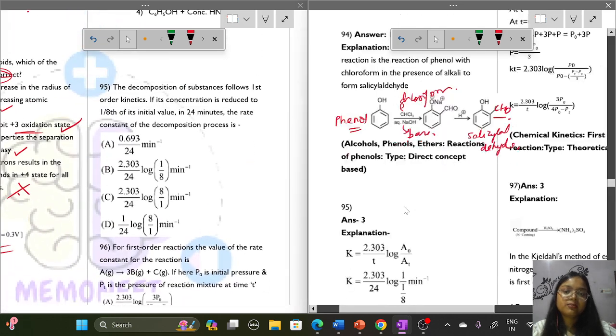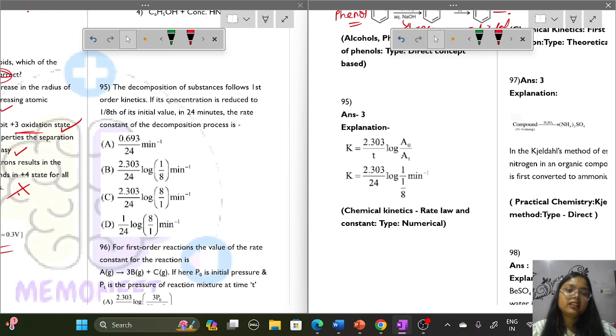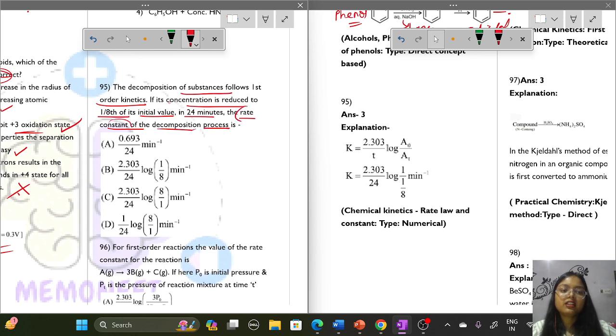Next is question number 95. The decomposition of a substance follows first order kinetics. The concentration is reduced to 1/8 of its initial value in 24 minutes. We have to find out the rate constant for the decomposition process.